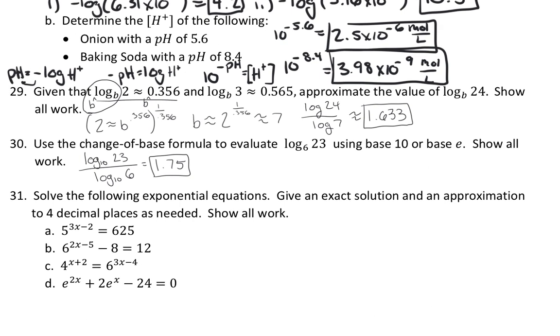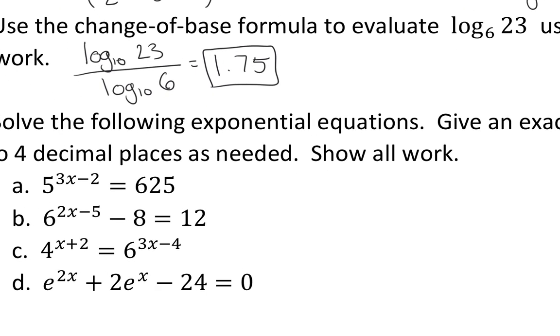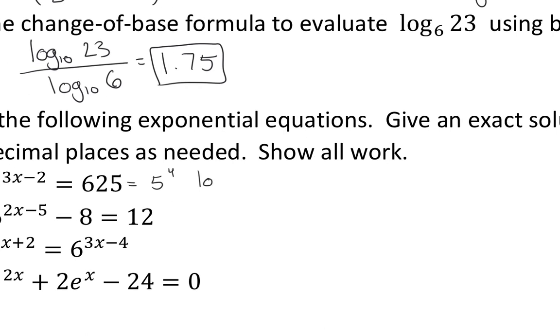All right, question 31. Solve the following exponential equations. Give an exact solution and an approximation to 4 decimal places as needed. Show all work. All right, so what we can do is, for this one, we know that 625 is equal to 5 to the 4th. And once we know that, we can set each side equal to log base 5 of 5.